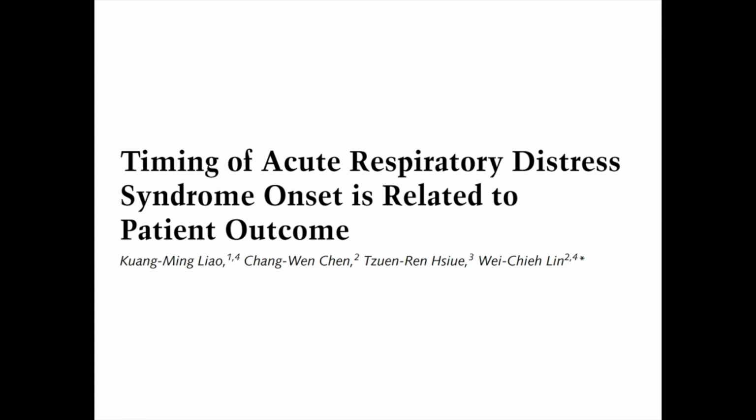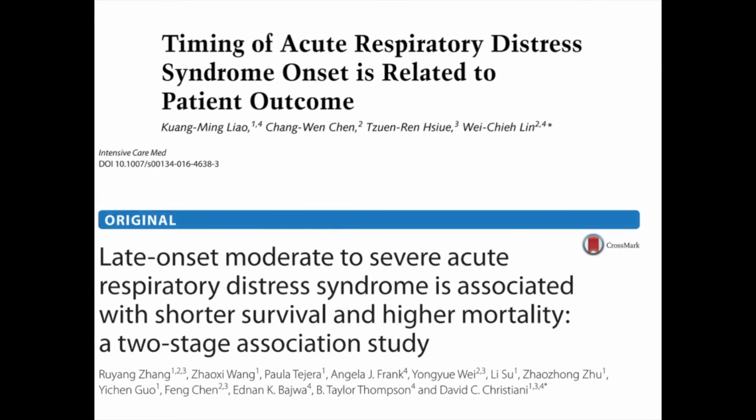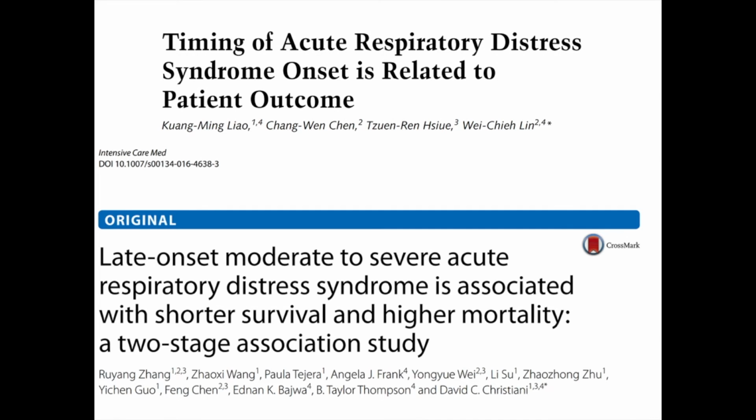Now, the other thing is the timing of the onset of acute respiratory distress. Sometimes the patient develops ARDS late into the admission to the ICU. So it has been seen that patients who develop it late tend to have a higher mortality rate compared to patients who have an early development of ARDS.